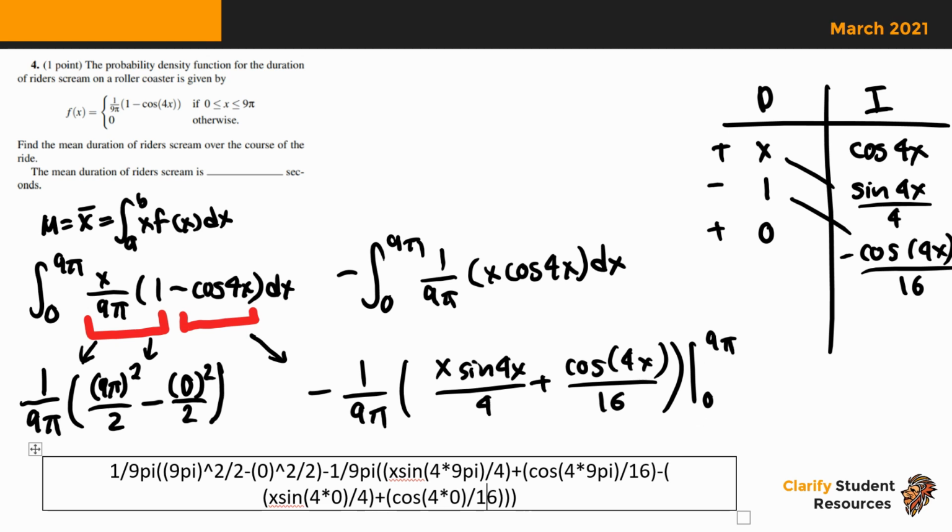If you actually look at this, though, we're going to see that sine of any multiple of pi is going to equal 0, and sine 0 is also going to equal 0. So this is actually going to become 0. And then cosine 36 pi is going to equal 1, and cosine 0 is also going to equal 1. So this is going to equal 0. So actually this whole term becomes redundant. So if you knew that, you didn't have to go through all that work.